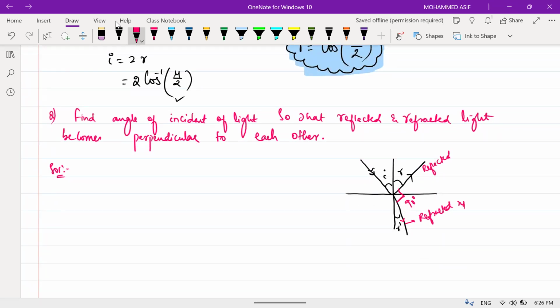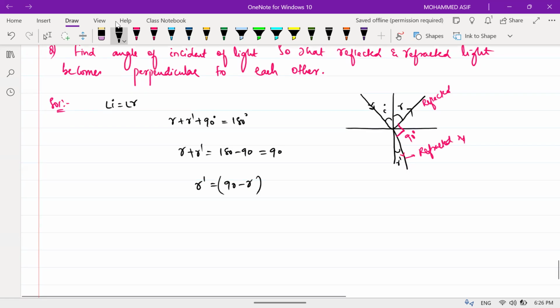I value is equal to how much? Reflected and refracted ray. You know that the angle of incidence will be equal to your angle of reflection, isn't it? So I can say that R plus R dash plus 90 must be equal to 180 degrees. So R plus R dash will be equal to 180 minus 90, that is 90. So the angle of refraction will be equal to 90 minus R. R is nothing but I only.